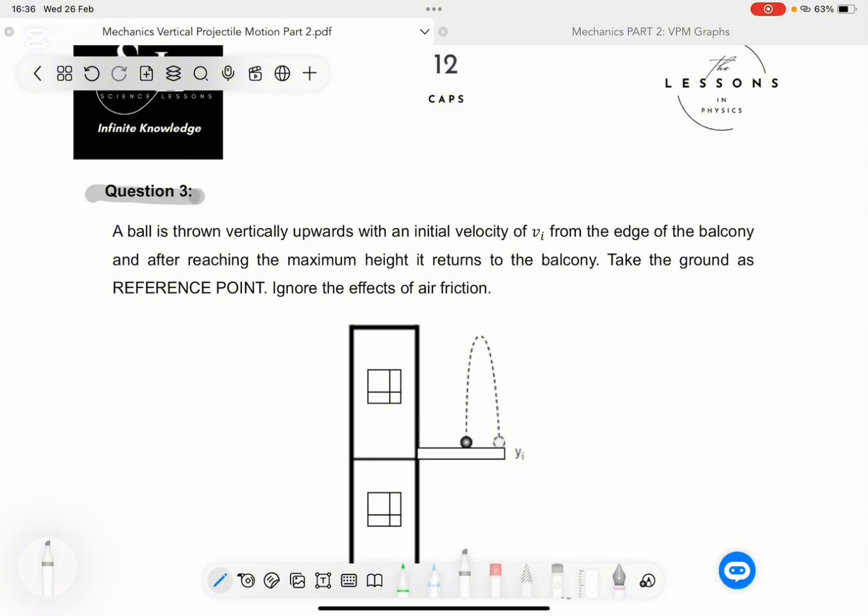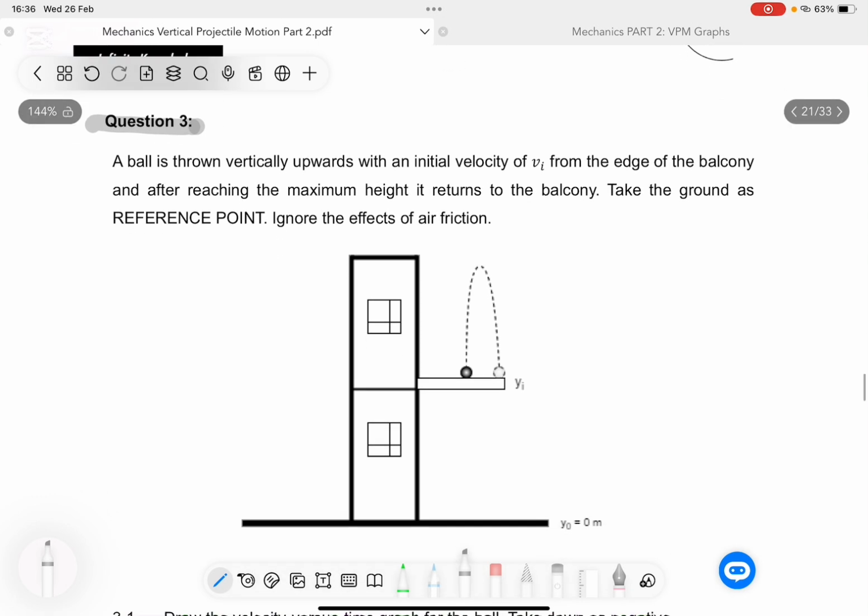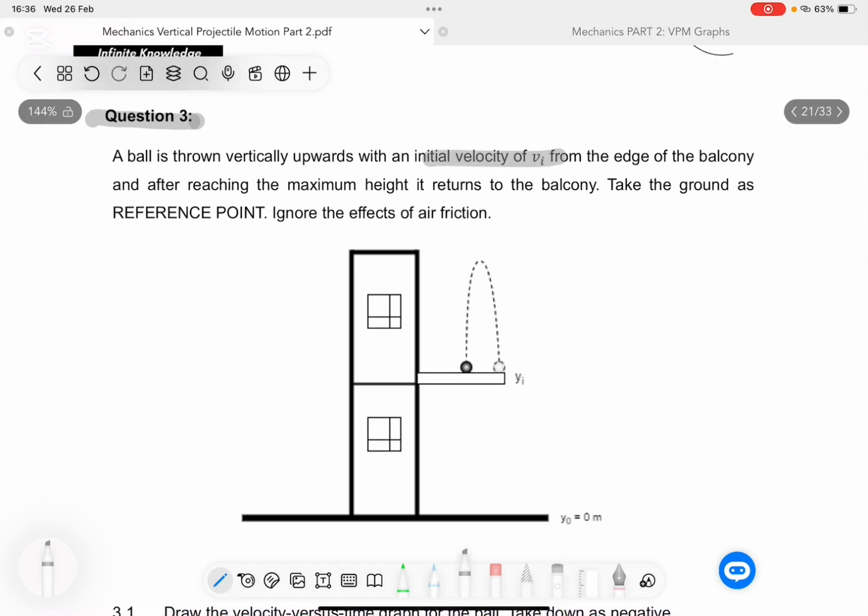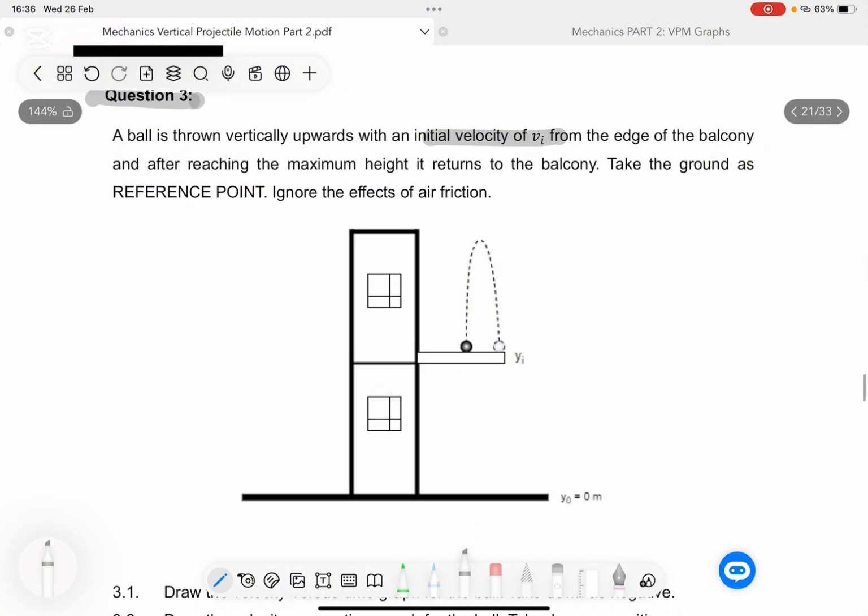Question 3 says that a ball is thrown vertically upwards with an initial velocity vi from the edge of the balcony, and after reaching the maximum height, it returns to the balcony. Take the ground as the reference point. Ignore the effects of air friction. Now this question is the same as question 1, if you recall question 1. The difference is that the reference point is now the ground. It is not on the balcony, because in question 1 we said the reference point is here on the balcony. Let us see what happens if we change the reference point.